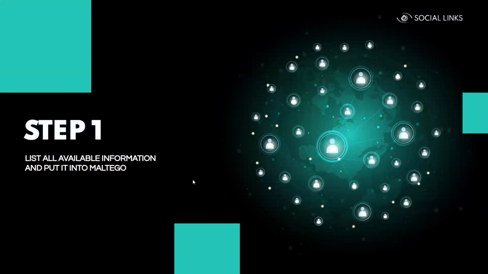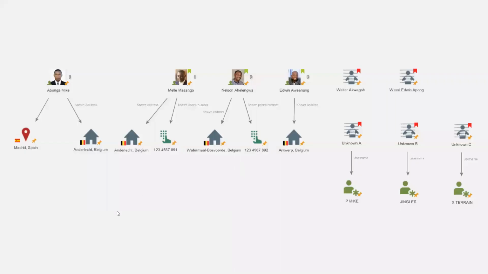My first step, here comes the more practical side of the story. My first step is always to list all the available information and then put it into Maltego, as you will see in this next slide. We had the IDs of Mike, Melle, Nelson, and Edwin. Those were known persons. We also had their addresses here in Belgium. And for 2 of those persons, we also had a phone number. You also see on the right the persons that we need to identify.